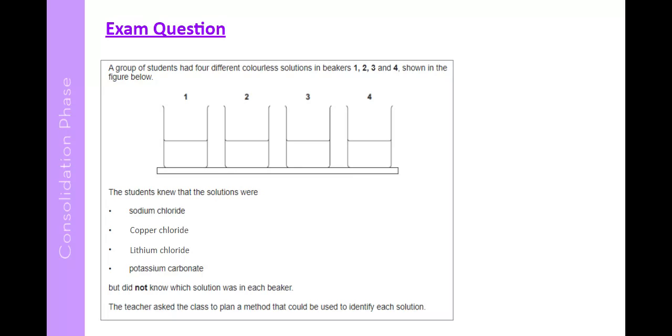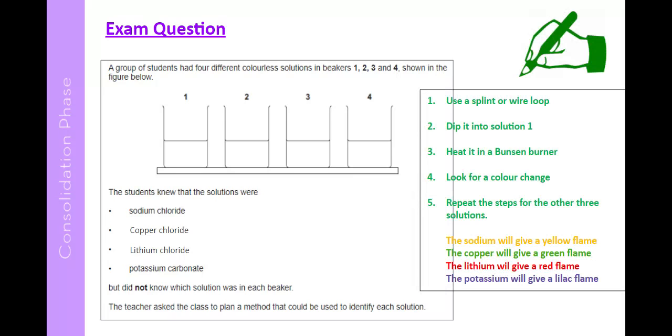Okay, so the answer should involve or include the following points. Now, you wouldn't have written it in the same way as me, okay, but the following points should have been included. You might have said use a splint or wire loop, dip it in the solution, heat it in the Bunsen burner, look for a colour change, repeat the steps for the other solutions. So remember, you do need to do it for every solution. And then it wanted to know what your results would have been. So the sodium would have given a yellow colour, copper green, lithium red, potassium lilac.